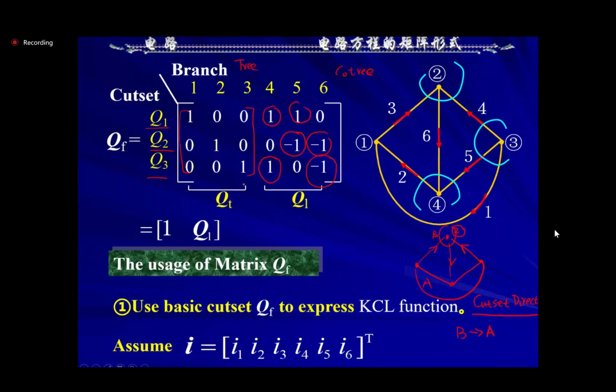So the basic cutset matrix will be like this form. Uniform matrix QT, this is uniform. This is QL. L means the link branches, the cotree.